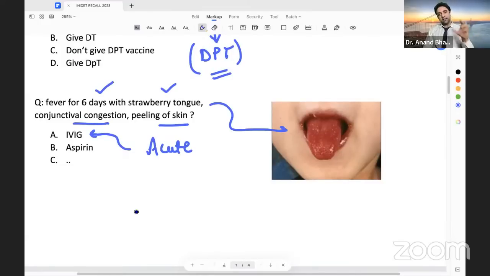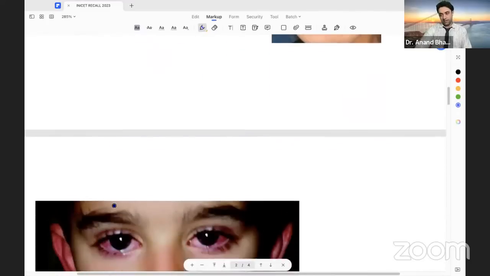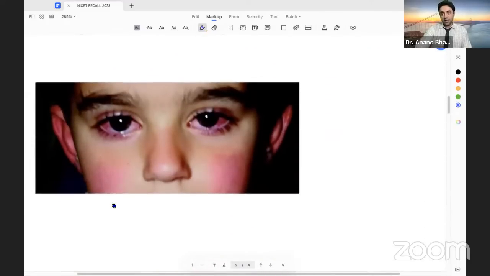I'll repeat again. This classical picture of strawberry tongue, conjunctival congestion and peeling of skin is Kawasaki. Kawasaki is a medium vessel vasculitis, and the treatment of choice for the acute phase is IVIG. In the convalescent phase, in the long-term therapy phase, you can give low dose aspirin, but in the acute phase, IVIG would be the treatment. Okay, great. Dr. Zana ma'am, thank you so much.